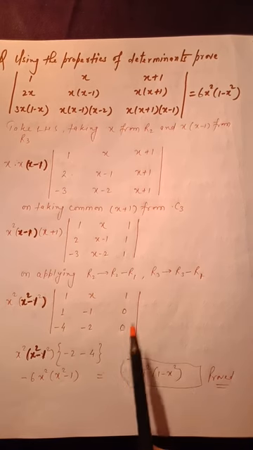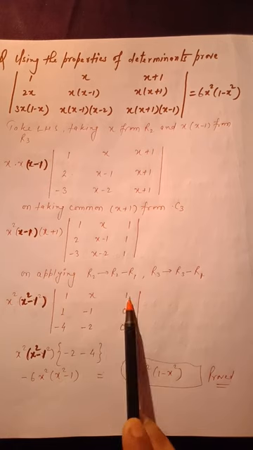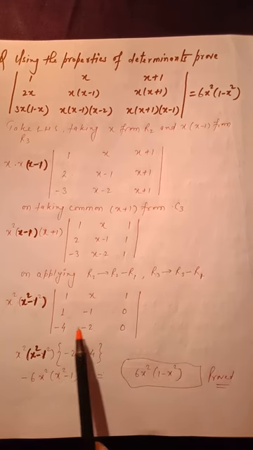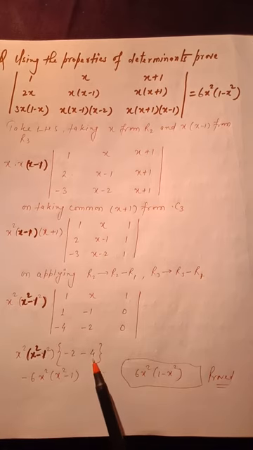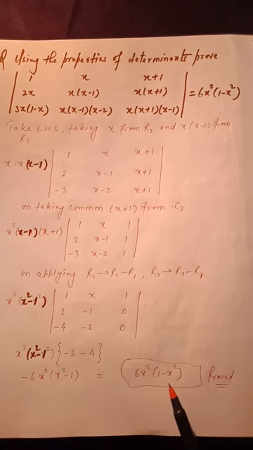Now these two elements are 0, so expand along the third column. The signs are plus, minus, plus. So I am taking 1. Delete this row, delete this column. So 2 into 1 minus 2 into minus 1 is plus 4. So this is minus 6, and multiply this by the minus outside, so it will become 1 minus x square.